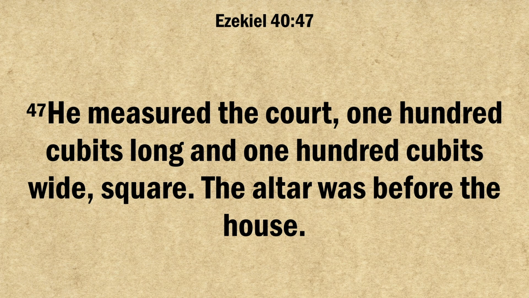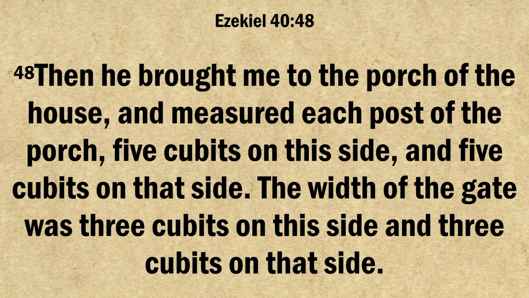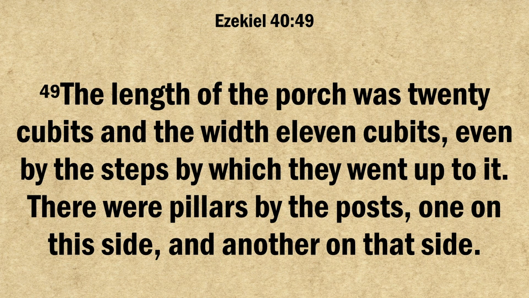The altar was before the house. Then he brought me to the porch of the house, and measured each post of the porch, 5 cubits on this side, and 5 cubits on that side. The width of the gate was 3 cubits on this side and 3 cubits on that side. The length of the porch was 20 cubits and the width 11 cubits, even by the steps by which they went up to it. There were pillars by the posts, one on this side, and another on that side.